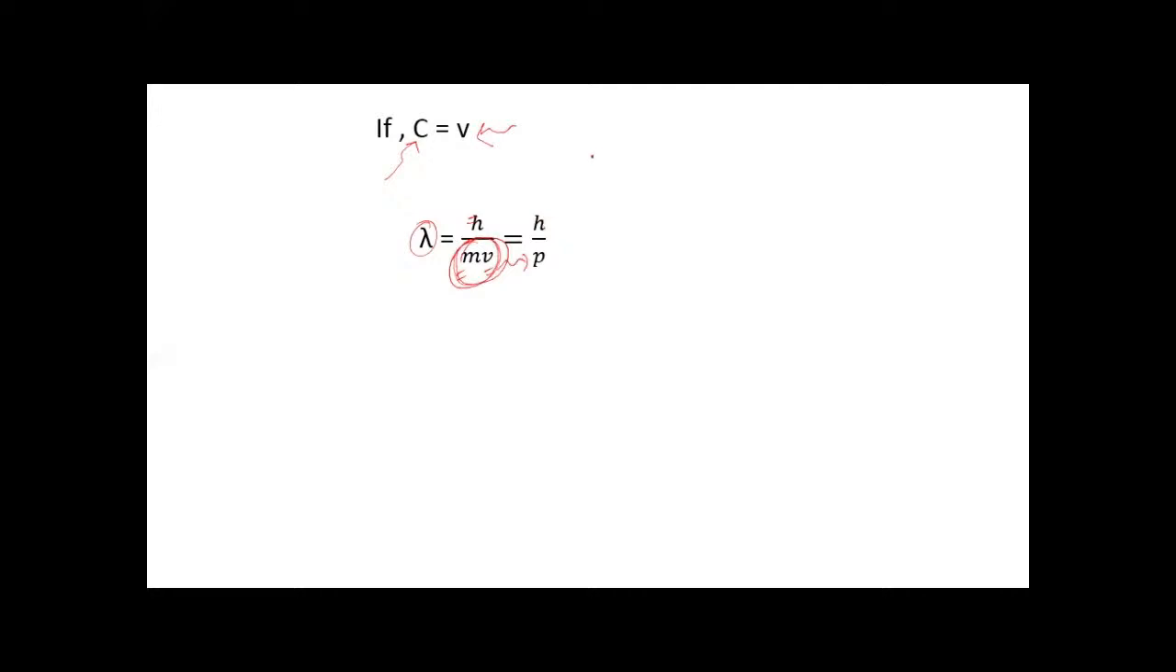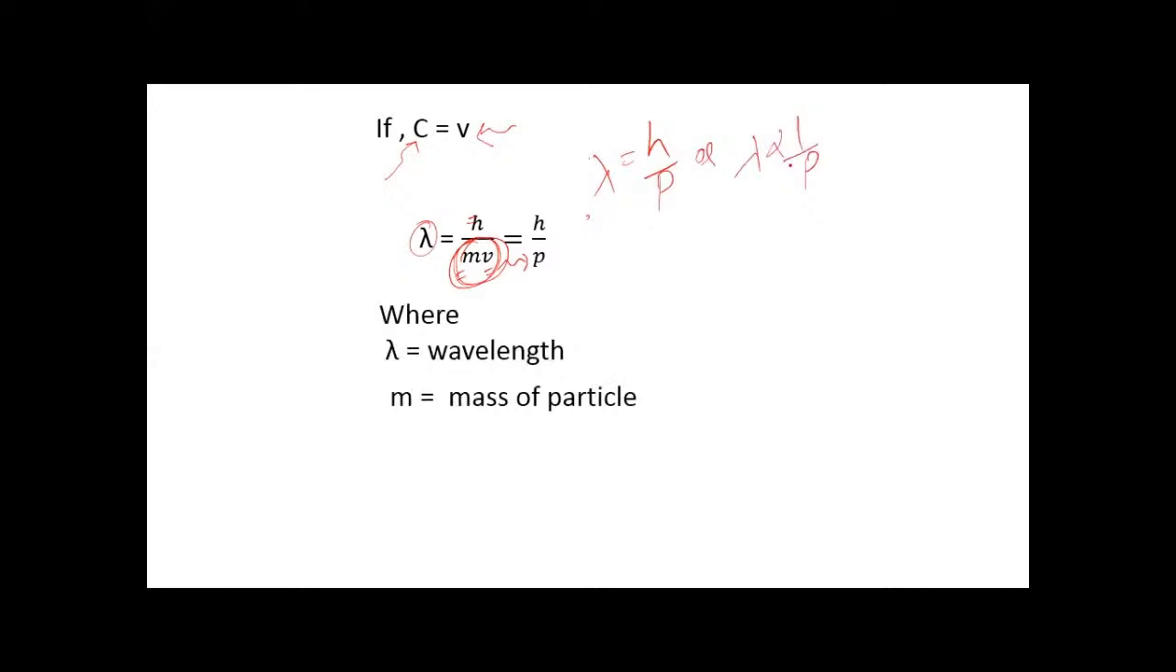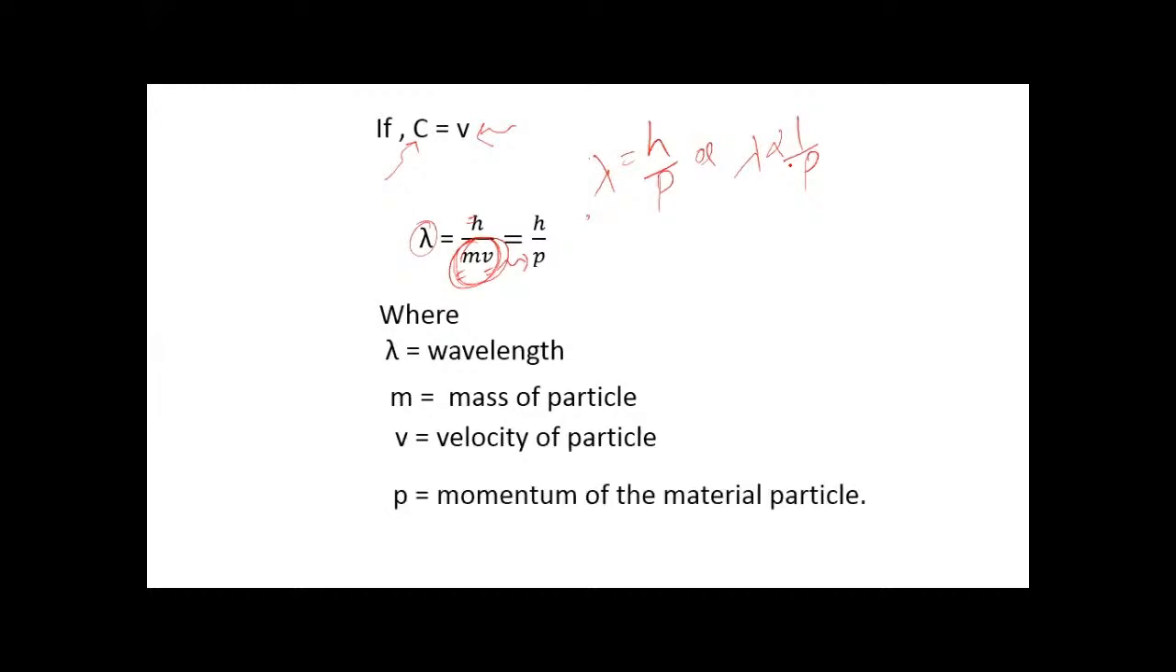Thus λ = h/p, or simply we can say lambda is inversely proportional to the momentum, where lambda is wavelength, m is mass of the particle, v is velocity of the particle, and p is momentum of the particle.